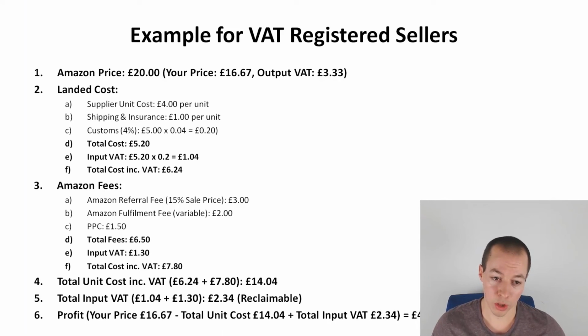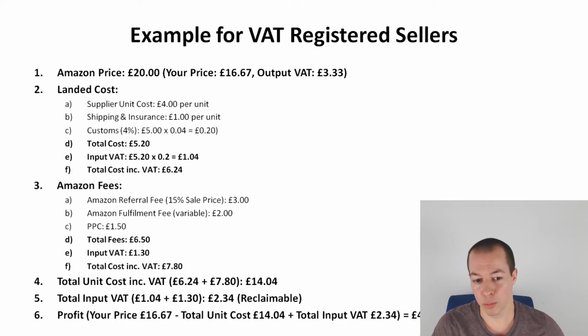So when we do the calculation to work out your profit, you've got the £16.67. You could start at £20 and take off the output VAT, but it's just easy to start at this price. So we start at £16.67. We take off the unit cost, and then we re-add on the total input VAT, because you're going to be claiming that back. So we re-add that on, and that gives you the overall profit margin of £4.97.